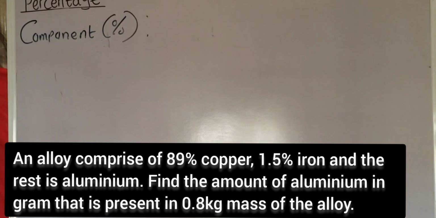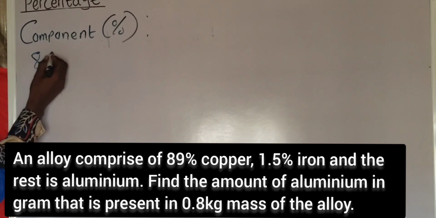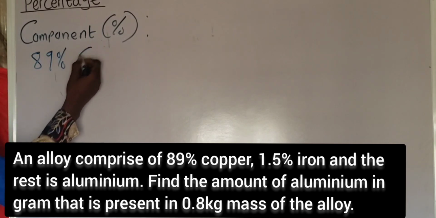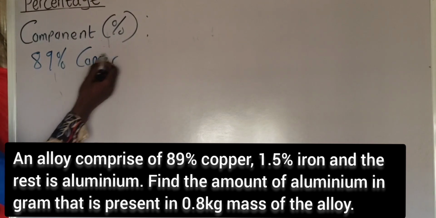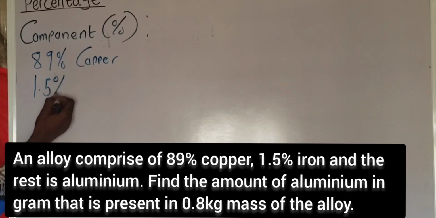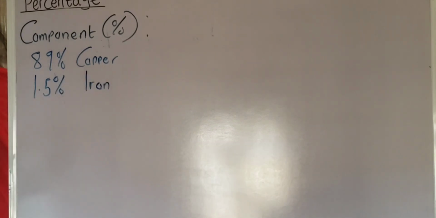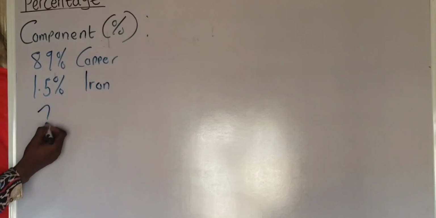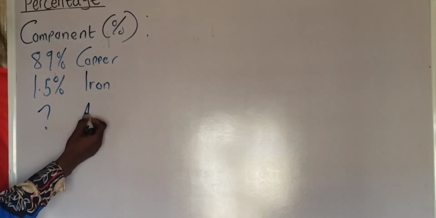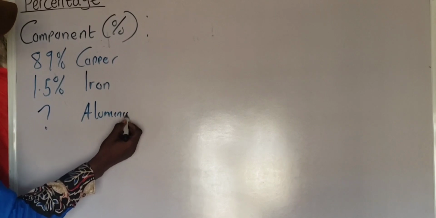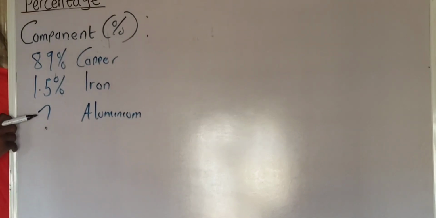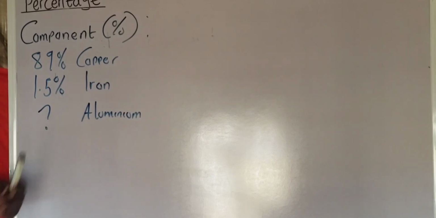The first parameter there is 89% copper, 1.5% iron, and the rest is aluminium. So we don't know that one. The rest is aluminium. I put a question mark here because we don't know the percentage of aluminium. You understand? So that's why I put the question mark.